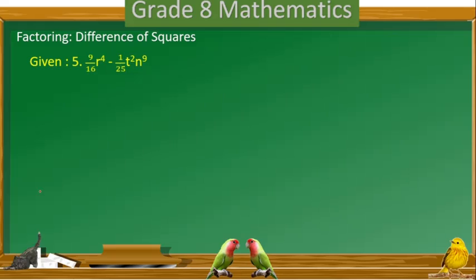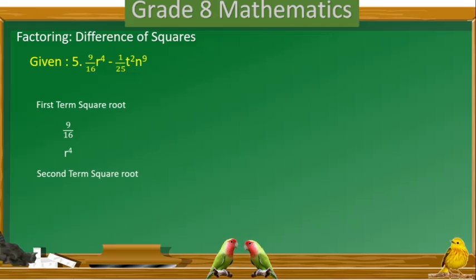Next problem, this one. The same procedure, you are going to find the square root of the first term and last term. Our first term is 9 over 16 r to the fourth, and the second term is 1/25 t squared n to the 6th. We're going to find each one's square root. 9 is 3, 16 is 4, r to the fourth is r squared, then this one is 1, 25 is 5, t squared is t, then n to the 6th is n cubed.